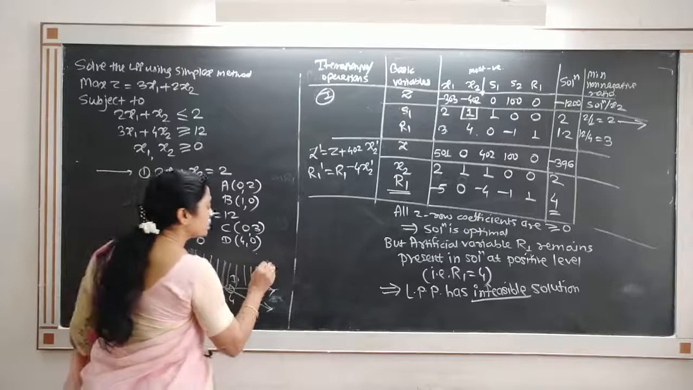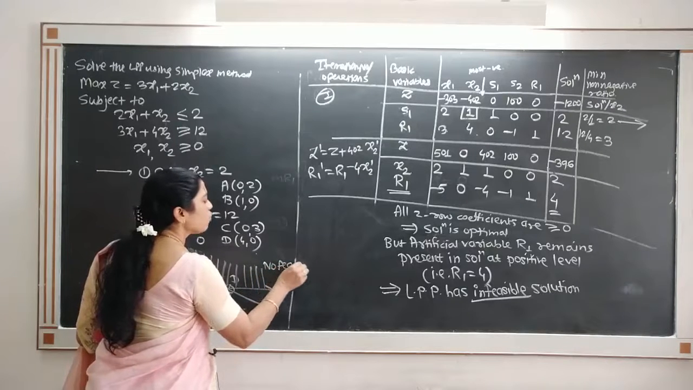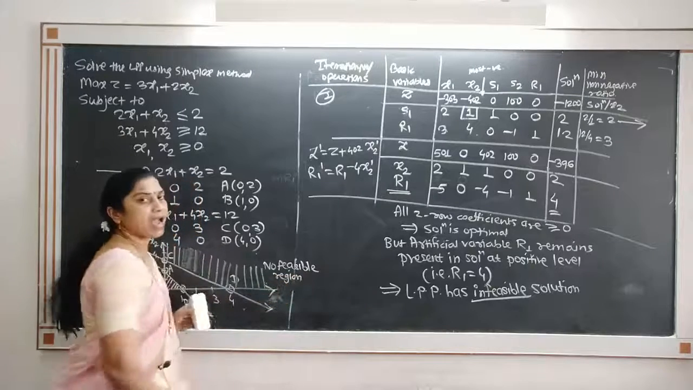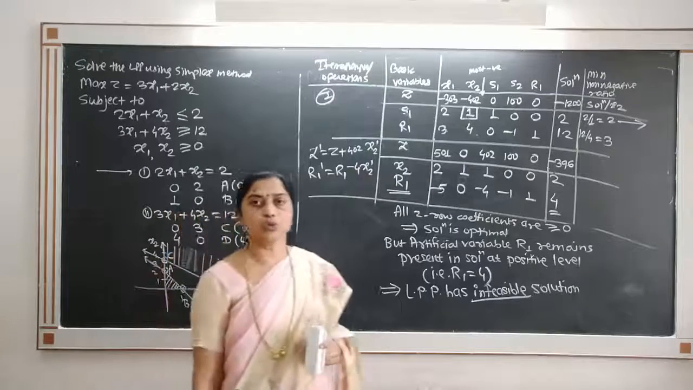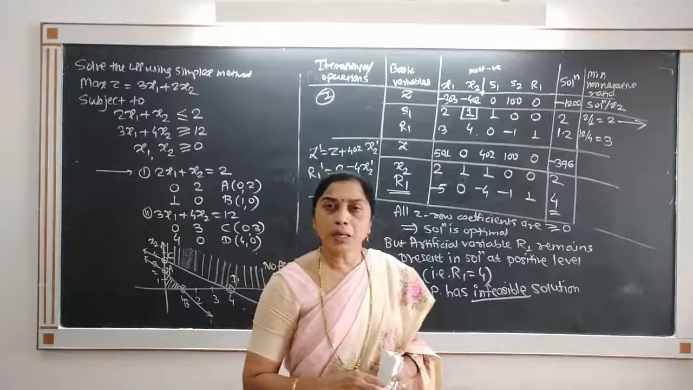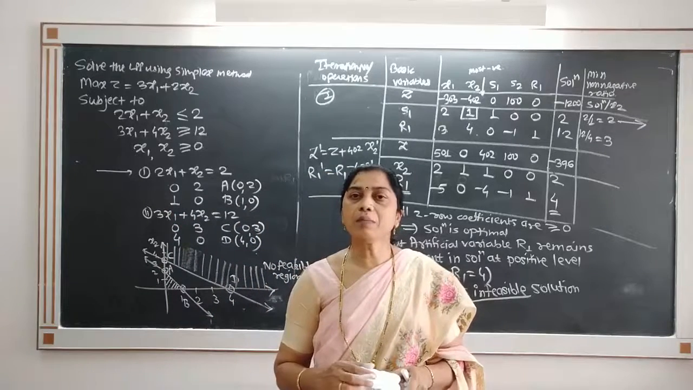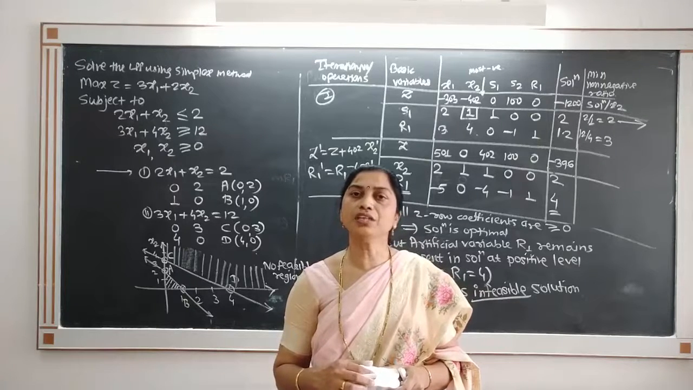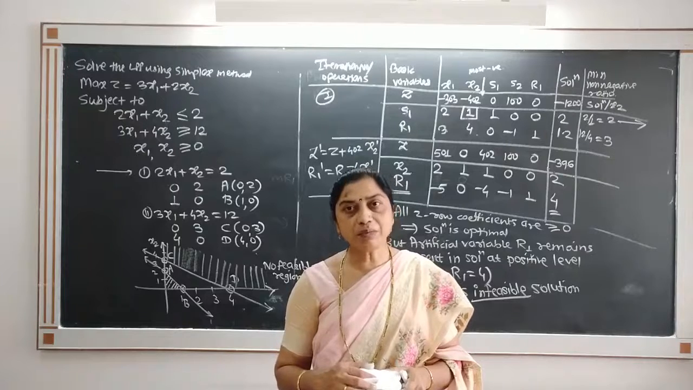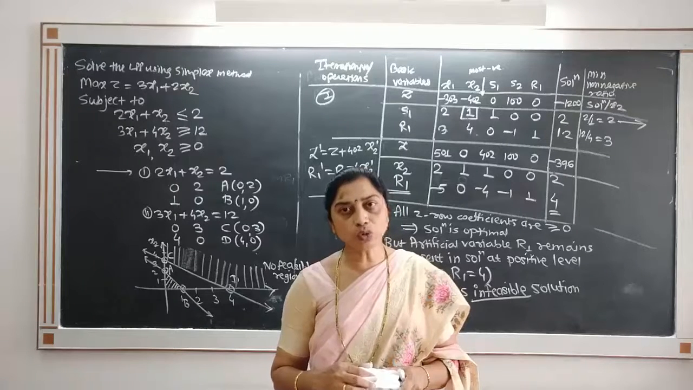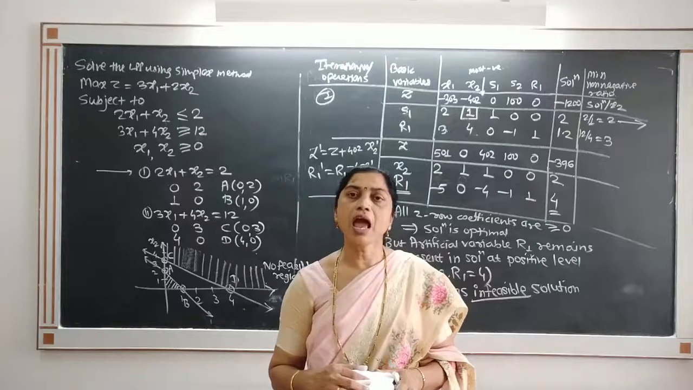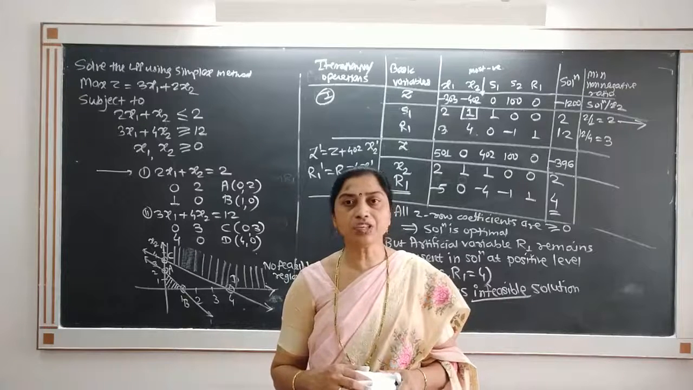There is no feasible region, and because there is no feasible or common region, this implies that this LPP has infeasible solution. So observe that in graphical method we say that the LPP has infeasible solution whenever there is no common region, that is there is no feasible region. And by simplex method, if you find the solution and in that solution an artificial variable remains present at positive level, that implies that the LPP has infeasible solution.